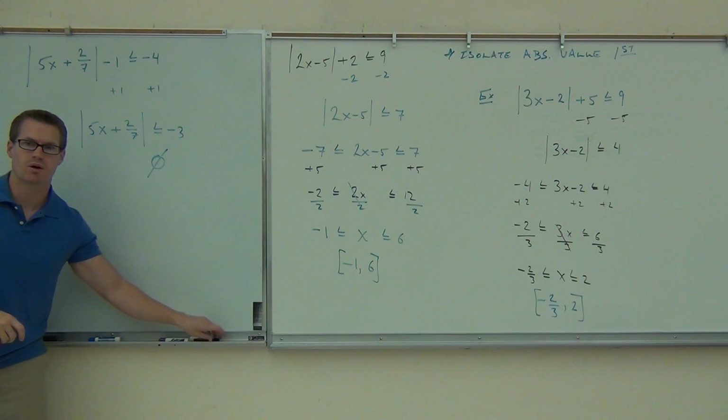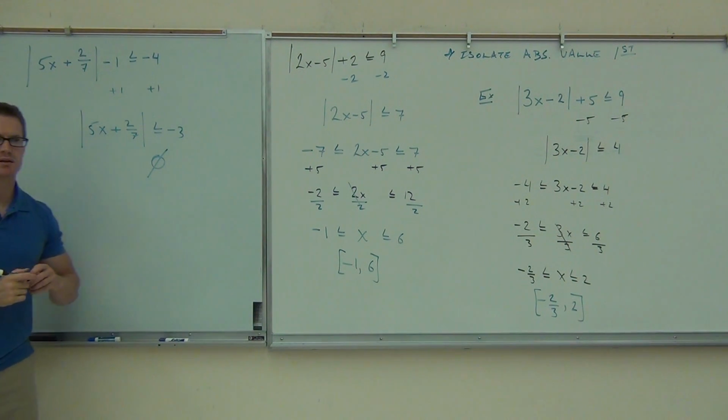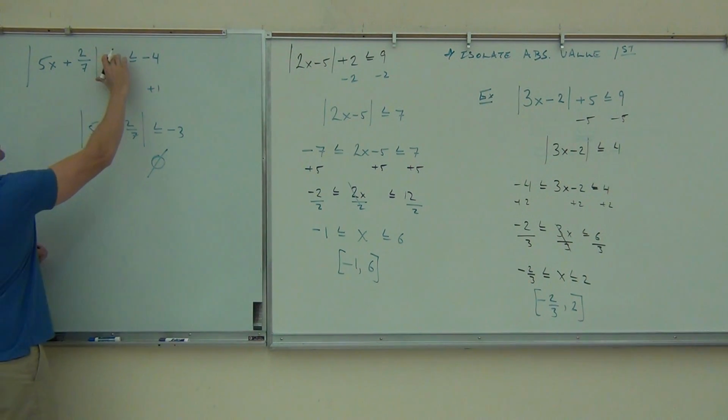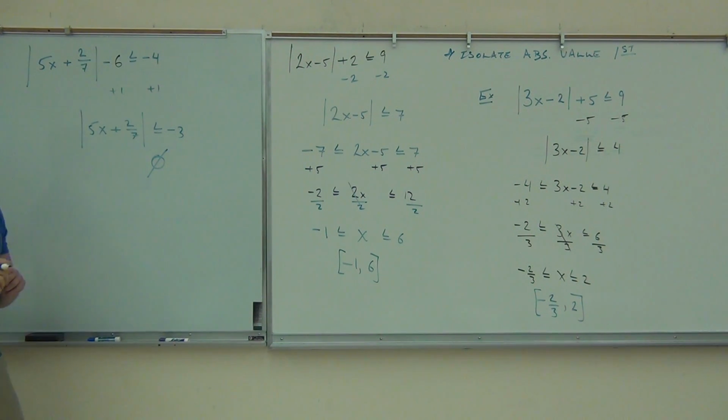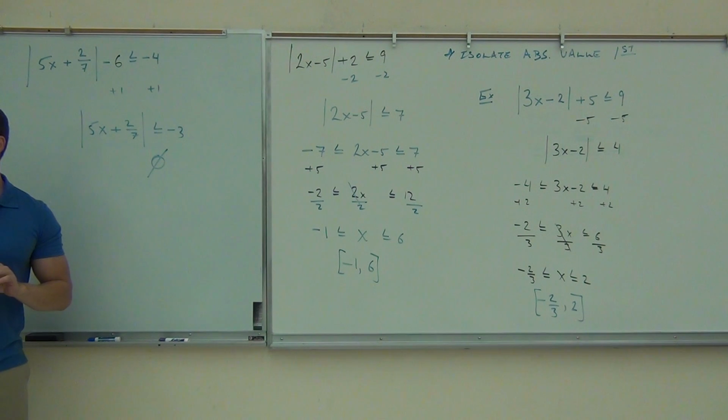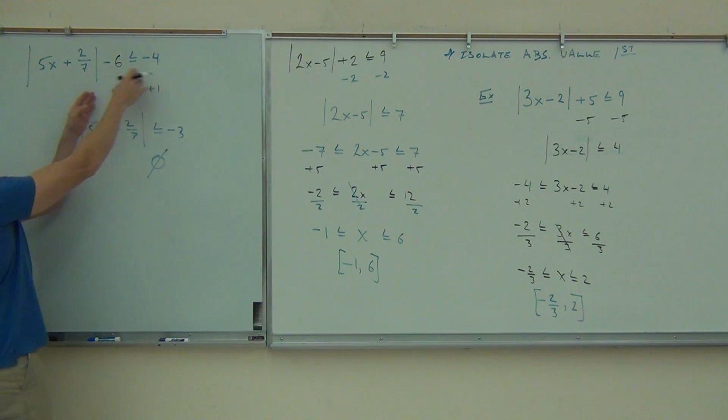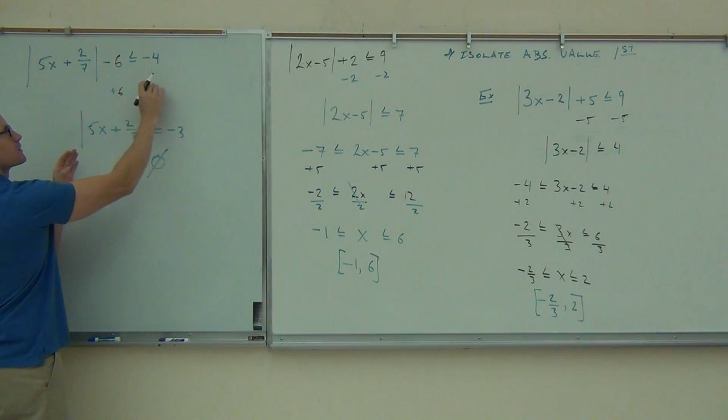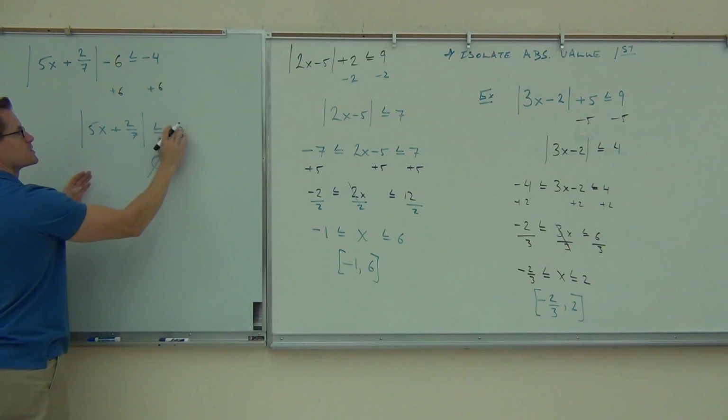Now let me change the problem on you. Watch for a second. What if this was no longer -1? This was now -6. Would there be a solution in this problem? Yes, because you add 6 to both sides. This would become a 2.